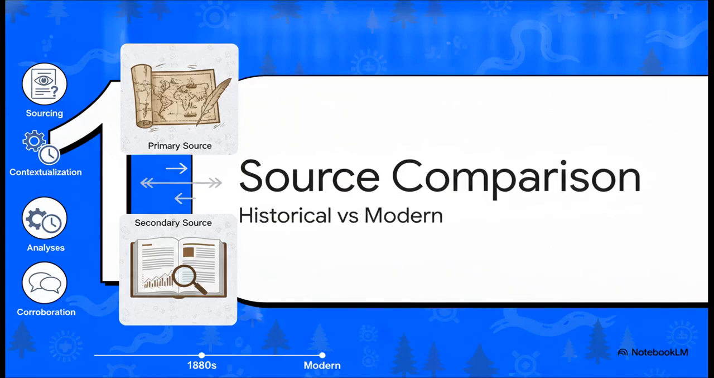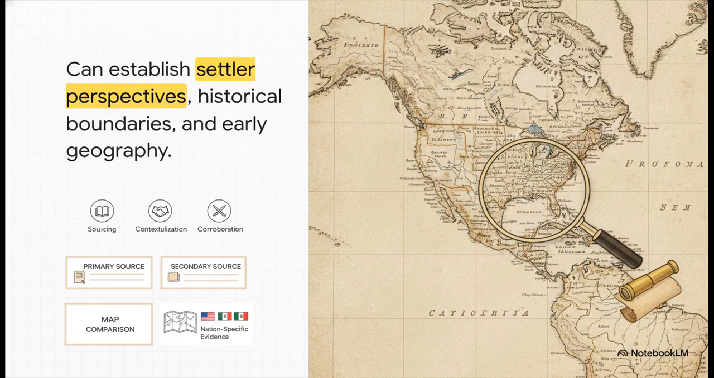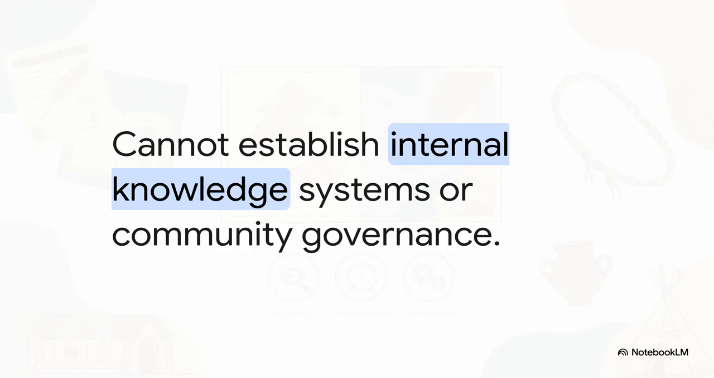Let's move to our next section, modeling source comparison, historical maps versus modern analysis. Both of these source types are incredibly valuable, but they serve completely different purposes when we're trying to uncover history. Let's break it down. An 1800s map is great because it can establish settler perspectives, show the historical boundaries they drew, and give us a look at early geography from their point of view. However, that exact same 1800s map absolutely cannot establish the deep, internal Indigenous knowledge systems or how local community governance worked. The mapmaker just didn't have that insider access or understanding.